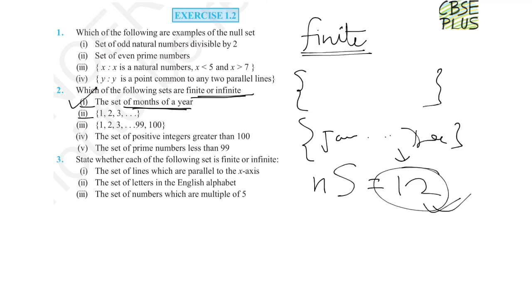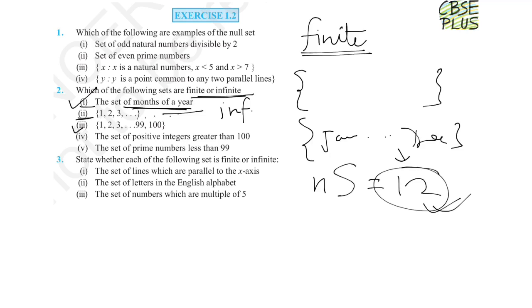When we come to the second question, which has elements 1, 2, 3, and then it goes on like that. These are natural numbers, and there is no end to the natural numbers. It is uncountable. So if the number of members of a set is uncountable, then it is an infinite set. So the second one is infinite.